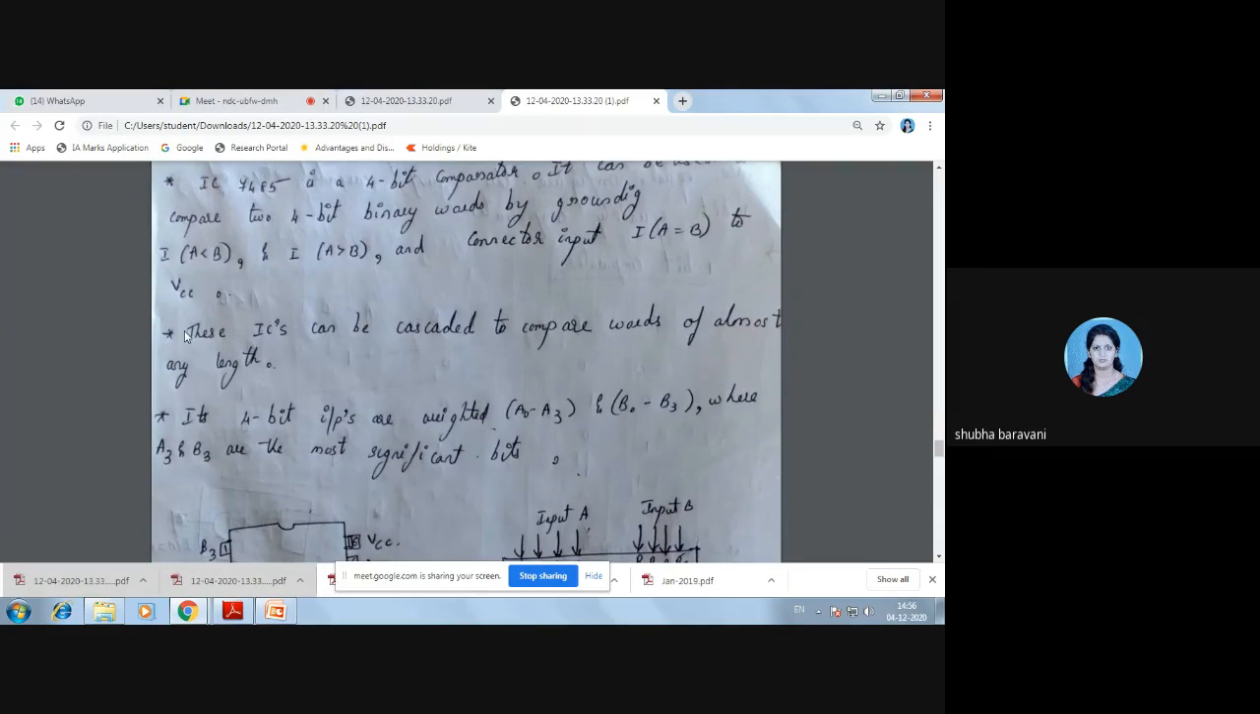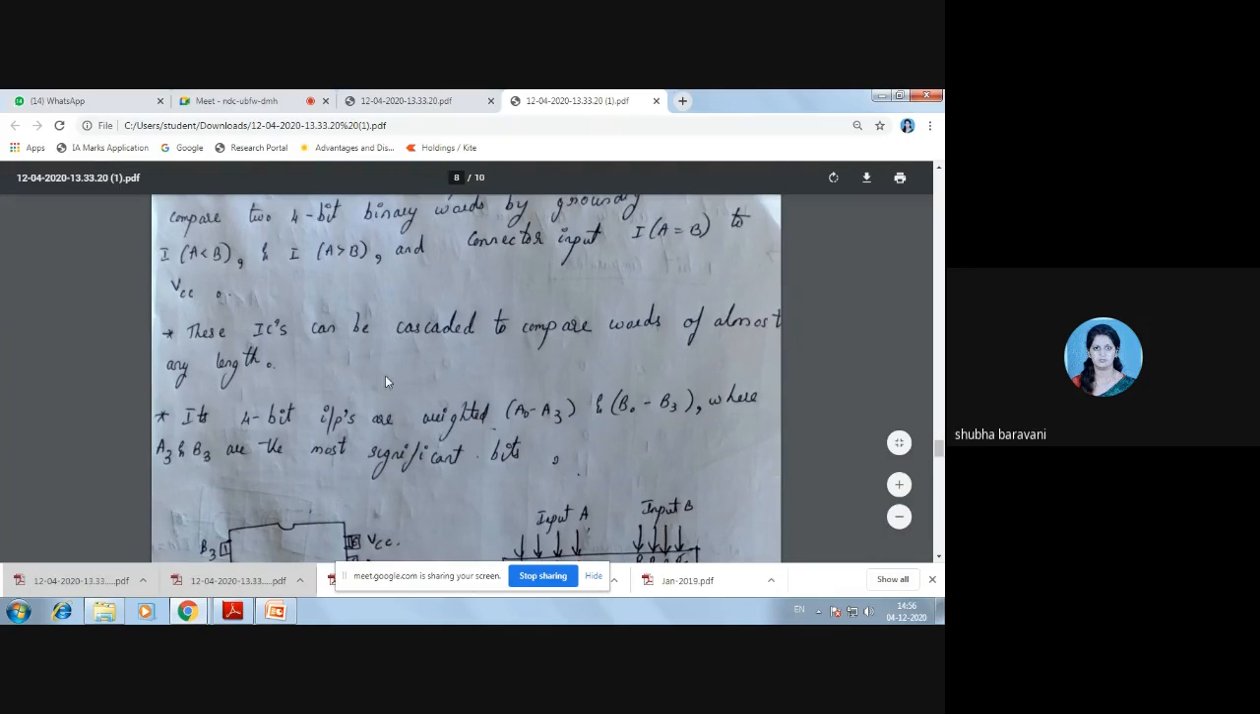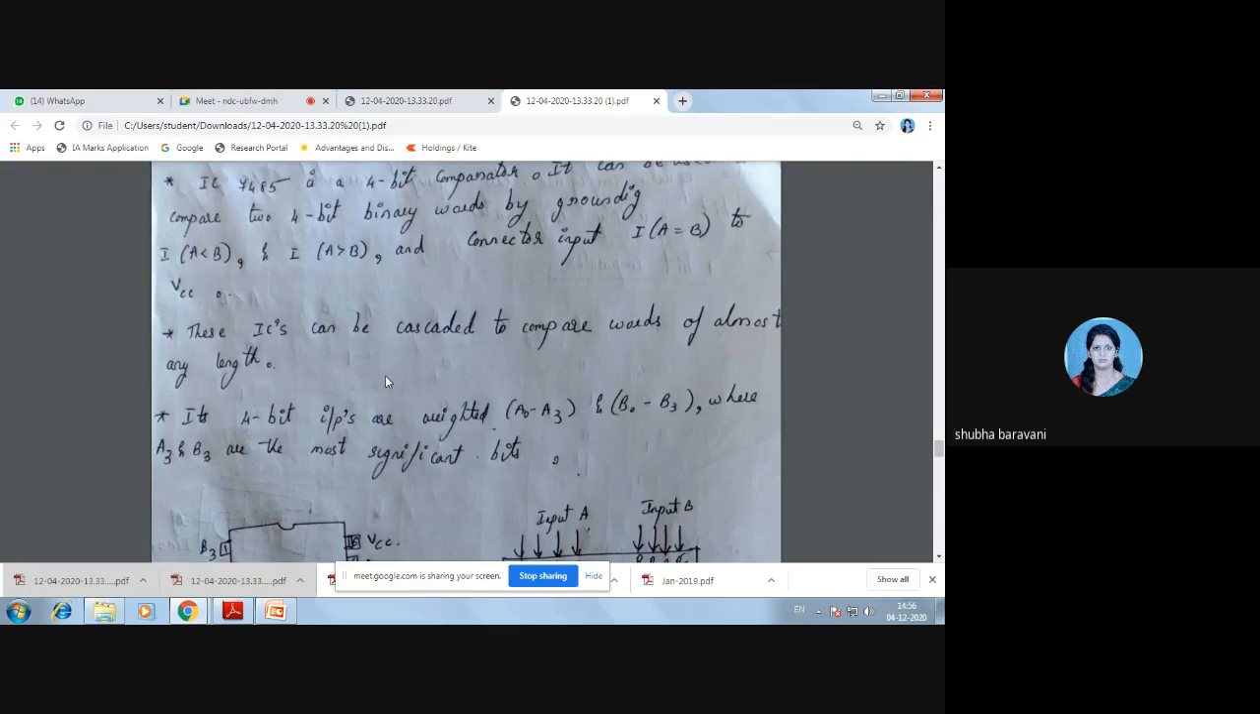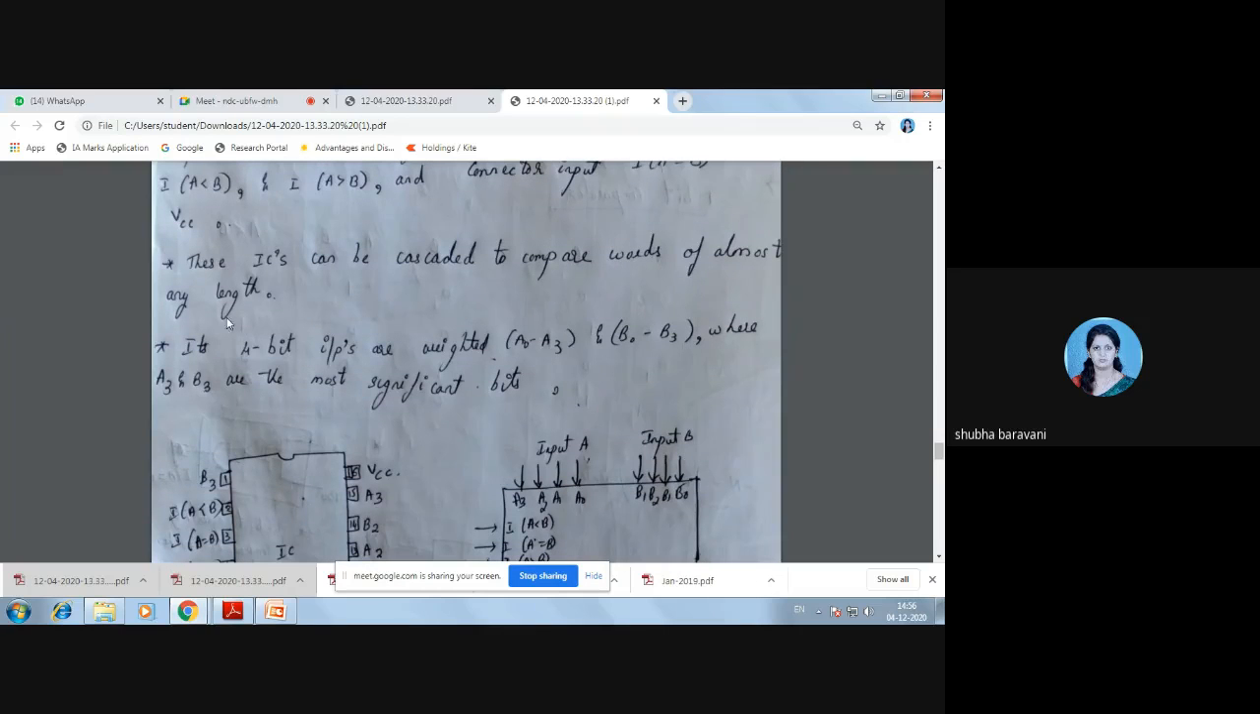So these ICs can be cascaded, I told you it is required for cascading. These ICs are cascaded to compare words of almost any length. Its 4-bit inputs are weighted A0 to A3 and B0 to B3. There are two inputs, A and B. So A is A0 to A3 and B is B0 to B3, where A3 and B3 are the most significant bits, MSB.